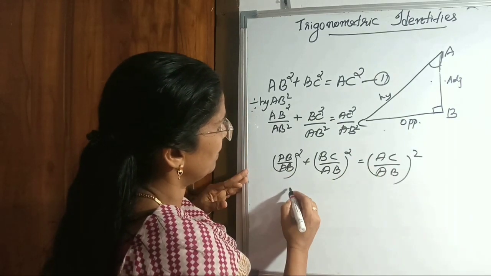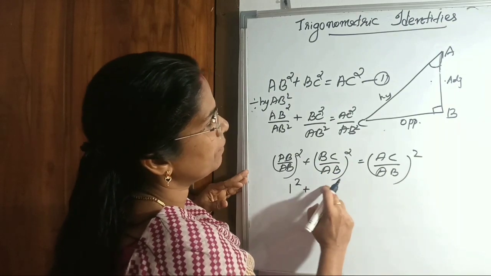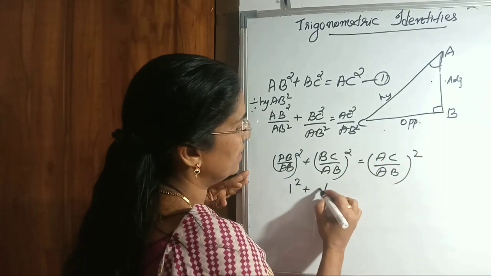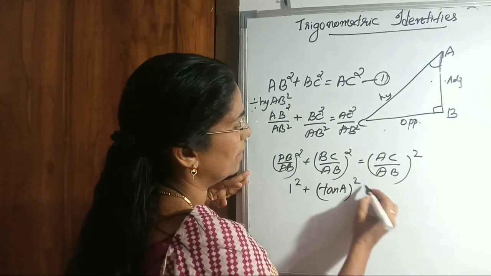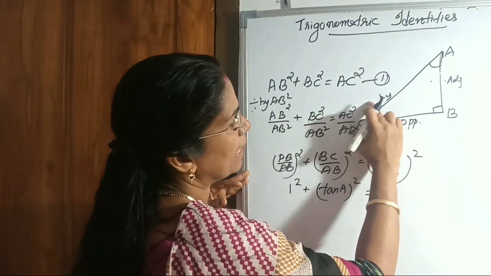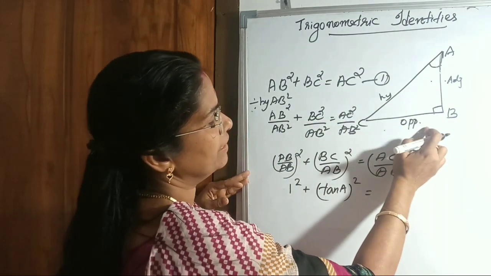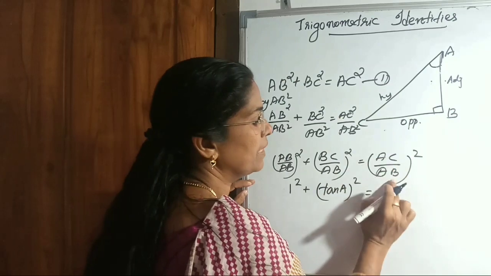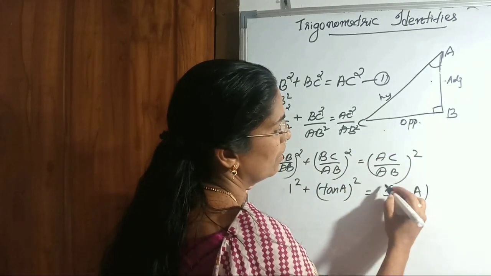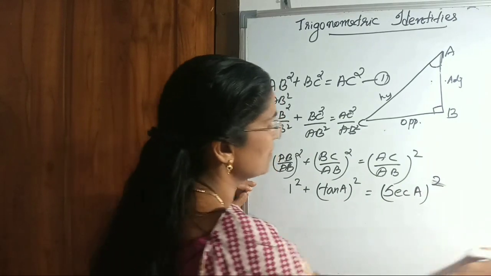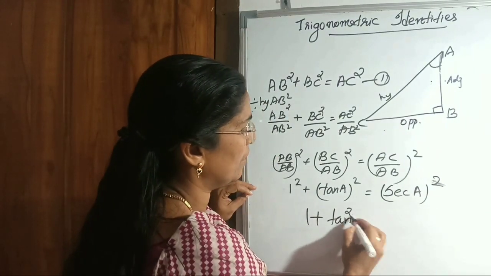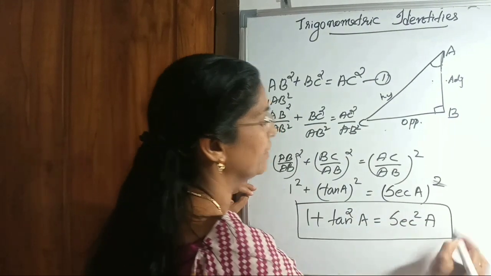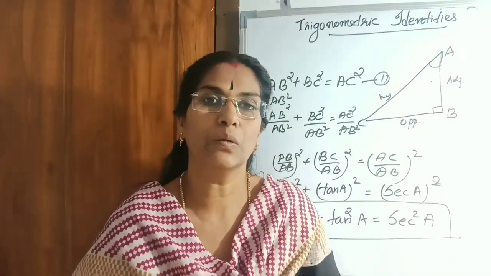What is the value of AB by AB? It is 1 square, plus BC by AB. According to this angle, BC by AB, opposite side by adjacent side, is tan A, whole square. Next, AC by AB, hypotenuse by adjacent side, is sec A whole square. So we can write 1 plus tan square A is equal to sec square A. This is our second identity.